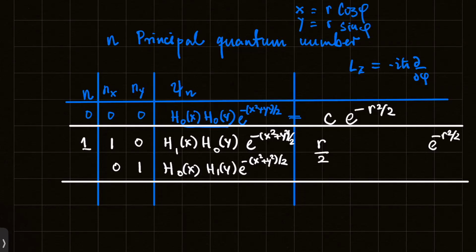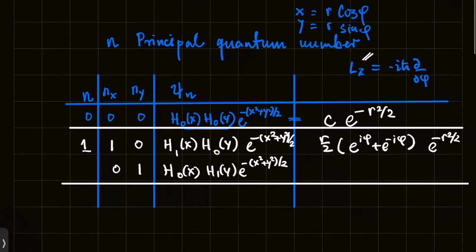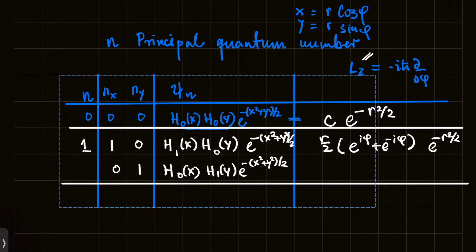But cosine of phi can be written as (e to the power i phi plus e to the minus i phi) by 2. Let me just write that 2 here. So here we see that this is an eigenfunction of Lz with eigenvalue +1, and this is an eigenfunction of Lz with eigenvalue -1.